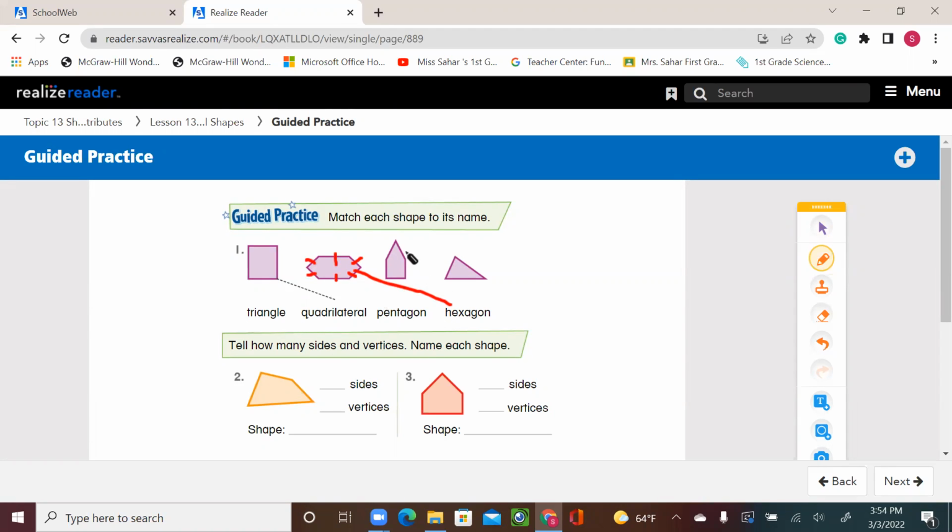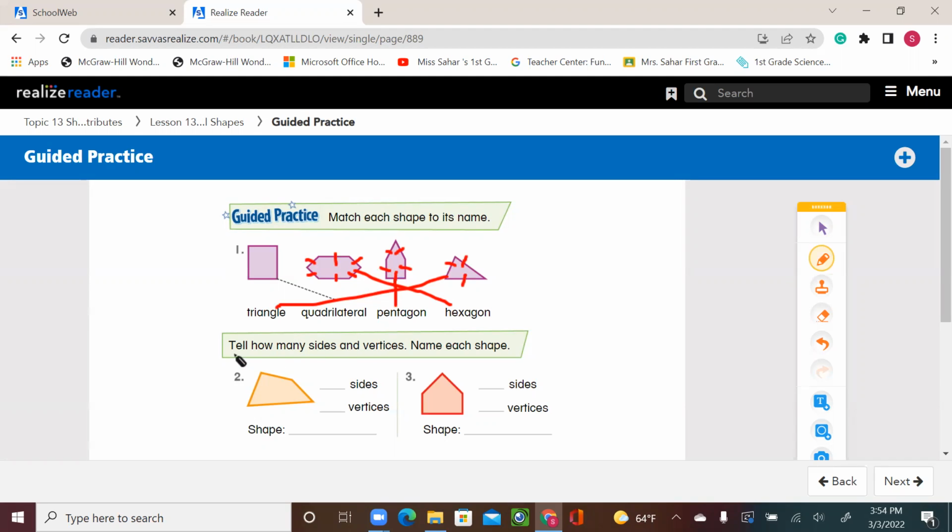And then let's count the next one. 1, 2, 3, 4, 5. 5 means pentagon, has 5 sides, 5 angles, and 5 vertices. And then this is the last one, a triangle with 3 sides, 3 vertices, and 3 angles. So I'm going to draw a line to here.